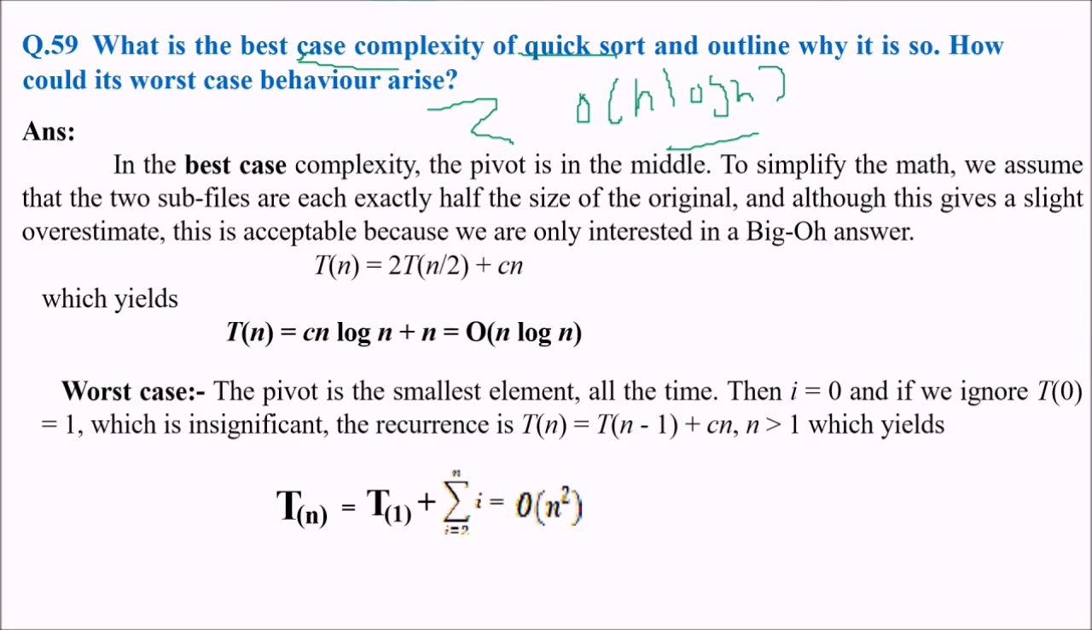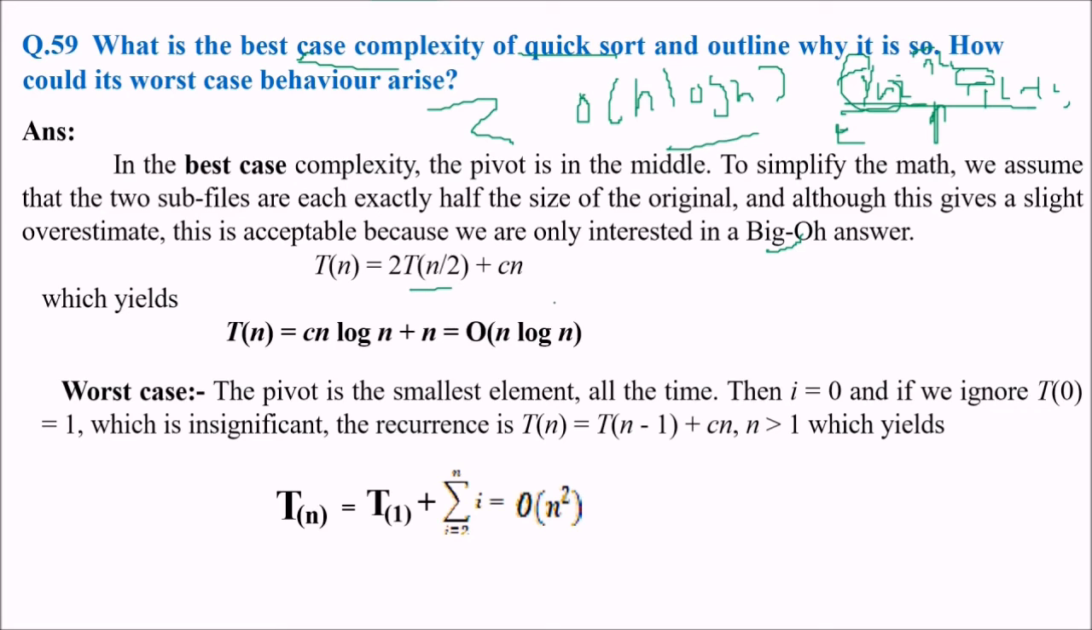How could worst case behavior arise? Let us see. In the best case complexity, the pivot is in the middle, just like merge sort. So if this is the list, the pivot is in between. And to simplify the math, we assume that the two sub-files are exactly half the size of the original. It may give a slight overestimation, but this is acceptable because we are only interested in big O, that is the upper bound. So if it takes T(n) time, this is divided into T(n/2) and T(n/2), which is 2T(n/2).